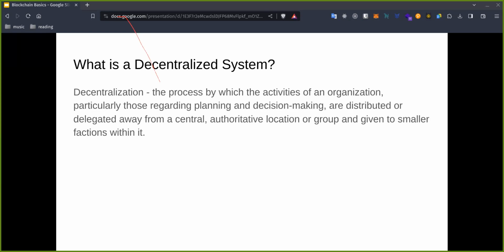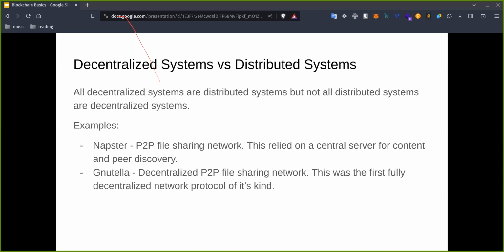All right. It's also good to note that a system being distributed doesn't necessarily mean that it is decentralized. All decentralized systems are distributed, but not all distributed systems are decentralized. You can have distributed systems that are very much centralized.